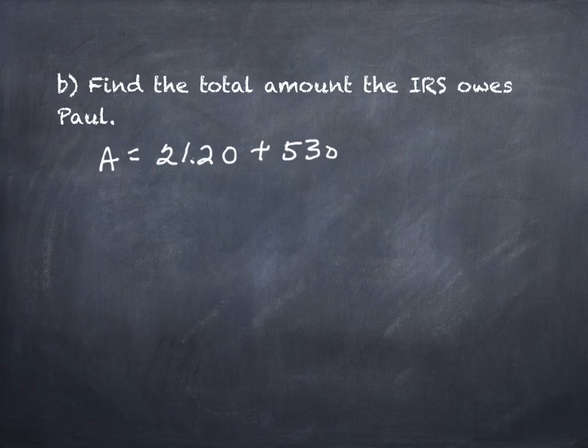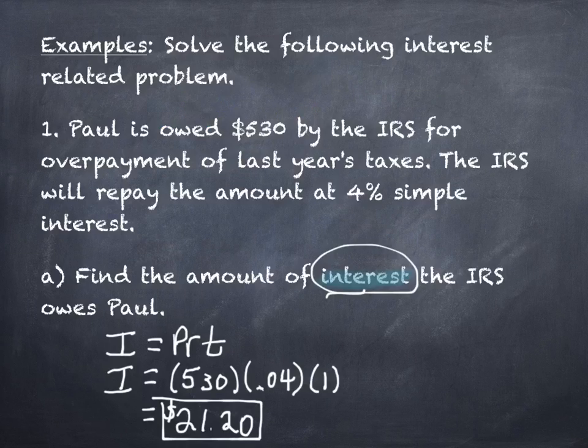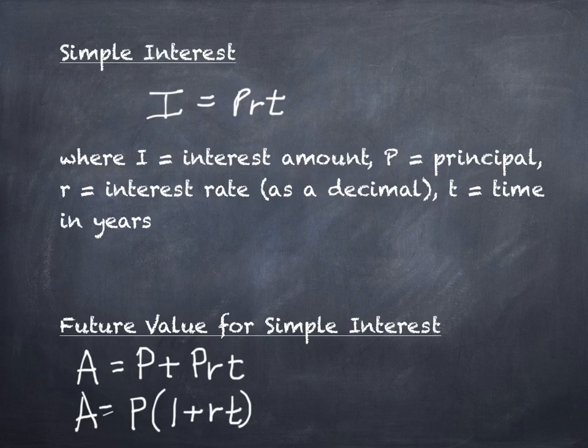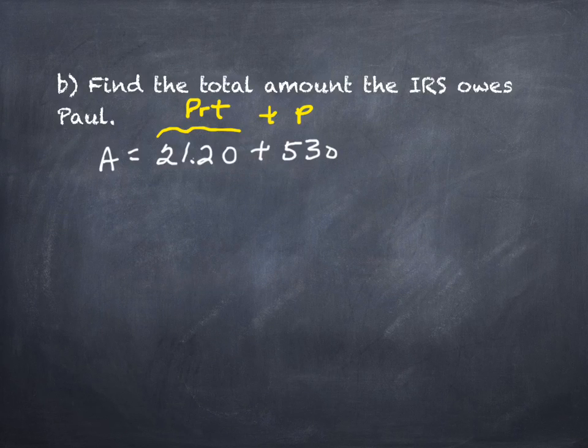And that's actually using, whether you recognized it initially or not, one of the formulas. This piece right here is the PRT part, and this piece is the P part. It's the first formula that I had over here underneath, A equals P plus PRT. It's the principal plus the interest. And we found the interest, so we could simply add the principal and the interest together.